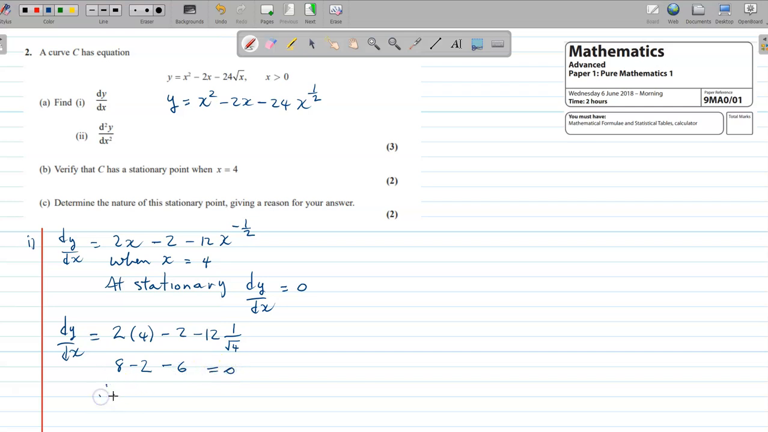Therefore, C has a stationary point at x equals 4, because we get 0 for it. Okay, so we have given the reason for our answer. Let's move on to part 2 now.